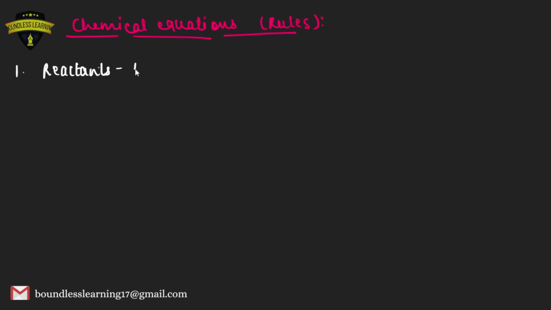Now let's start with another topic, which is the rules for writing a chemical equation. So let's start by discussing the rules which we have to keep in mind while writing the chemical equation. The first and foremost rule is that the reactants are always written on the left hand side of the equation, whereas the products which are being formed are always written on the right hand side of the equation.